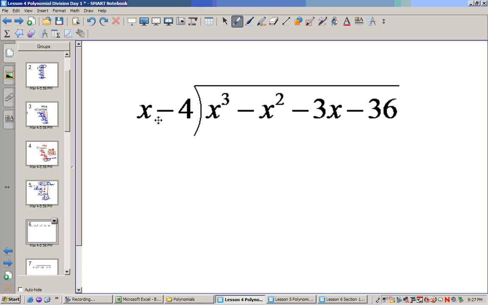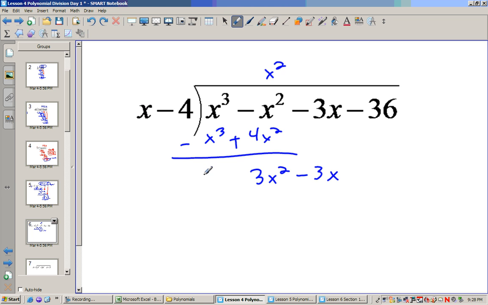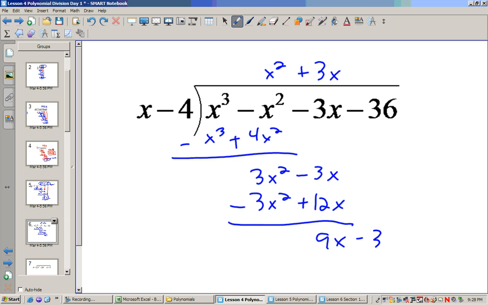Alright, hopefully you're done. x goes into x to the third, x squared times. When I multiply it out, when you subtract, you change the sign, so that cancels out. This would be 3x squared minus 3x. What times x gives us this? That would be 3x. So we have 3x squared minus 12x. I'll subtract, which changes those signs, so this would be 9x minus 36.